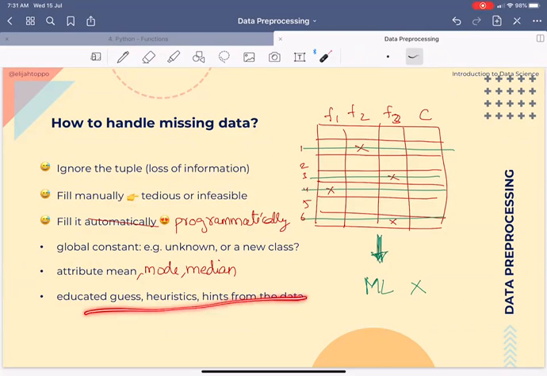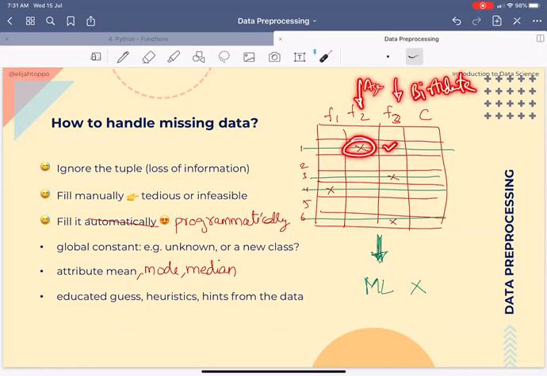The third option is we can take an educated guess on how to fill the missing value. Probably this does not seem very smart at this point, but when we look at our data, looking at other features, we may have a good idea of what to replace this value with. I'm just taking an example: let's say F2 is age and F3 is birthday. Even if this is missing, if I have this available, I can use this information and populate this.